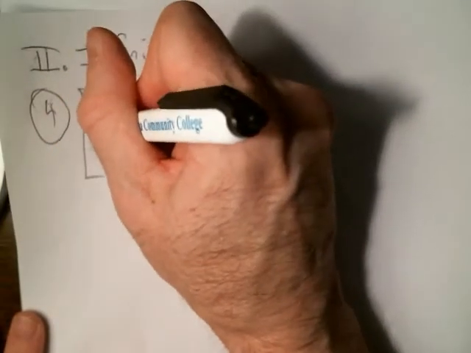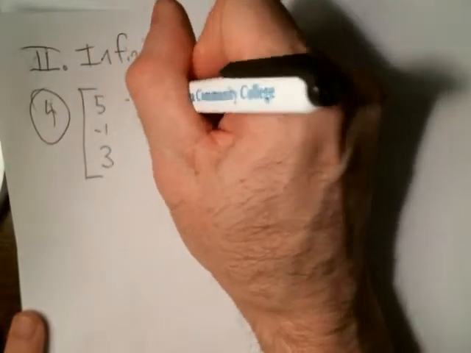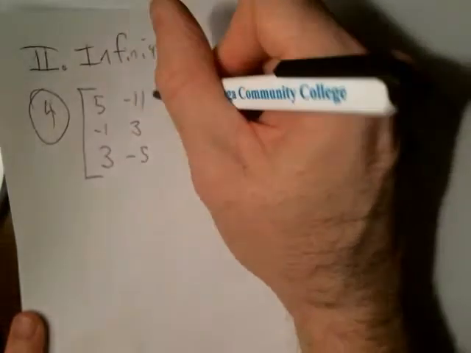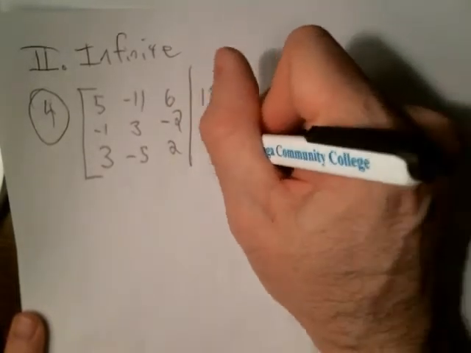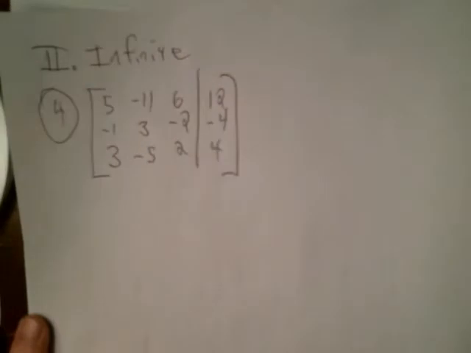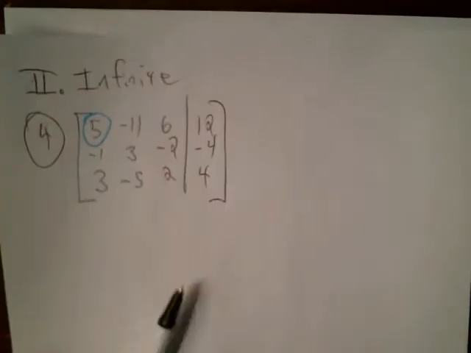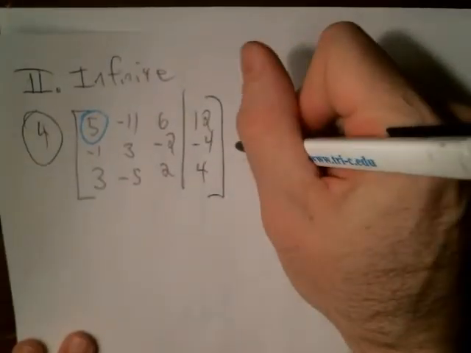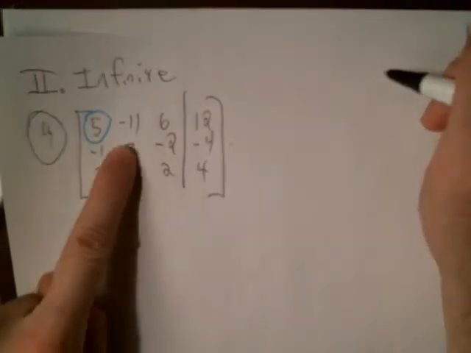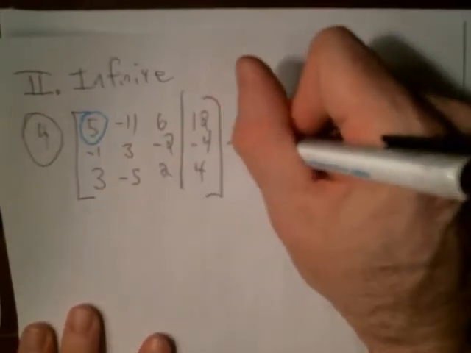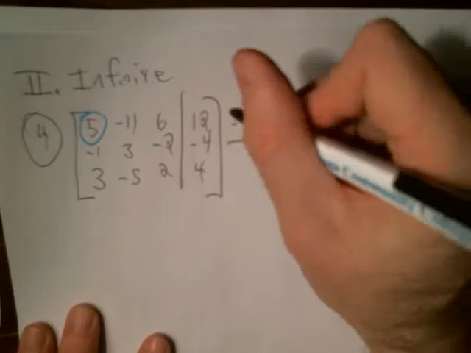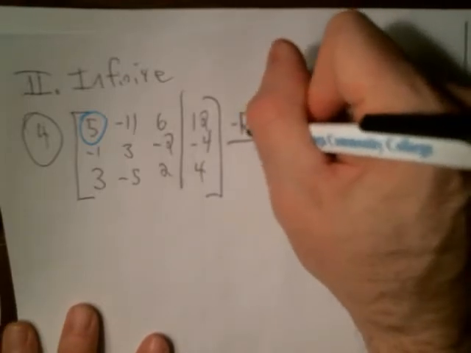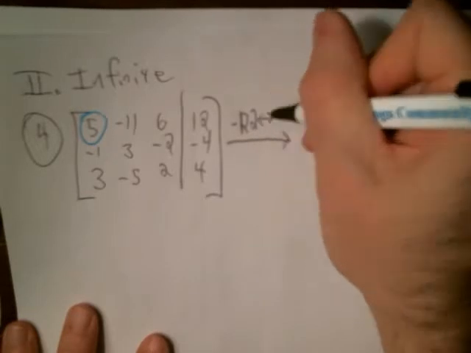And I have the matrix 5, negative 1, 3, negative 11, 3, negative 5, 6, negative 2, 2, and then 12, negative 4, 4. Right. So I need to get a 1 in that position. A quick thing you could do though is if you see a 1 here, rather than dividing all through by 5, do a swap. I'm going to have to multiply this row by -1 as well, so I'm going to try to embed all that in the notation. -1 times row 2, and I'm swapping that with row 1.